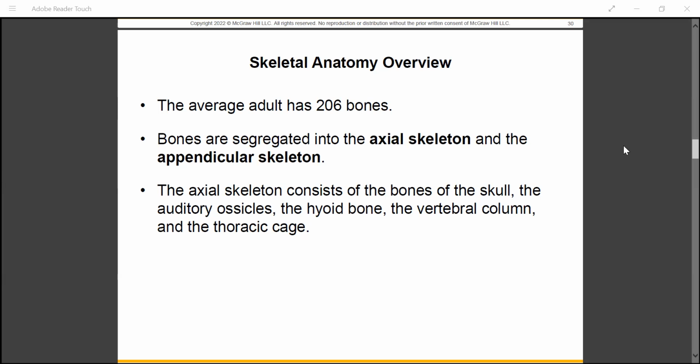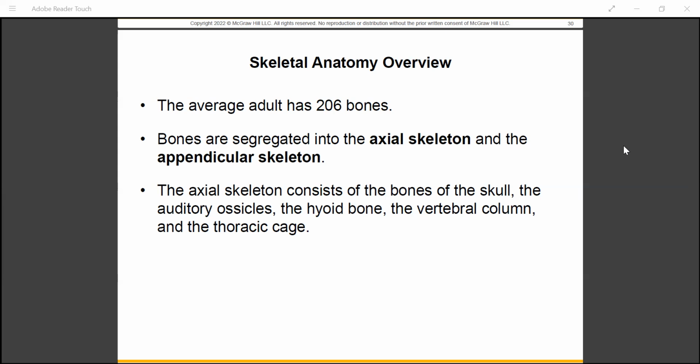Okay, everybody, we're back for part two of our chapter 6 lecture on the skeletal system. So we're going to get into the skeleton itself. We're going to zoom out a bit. The actual adult skeleton has 206 bones. It says on average because there are some people that are missing a few of those bones, and there are some people that have some extra bones that not everyone has.